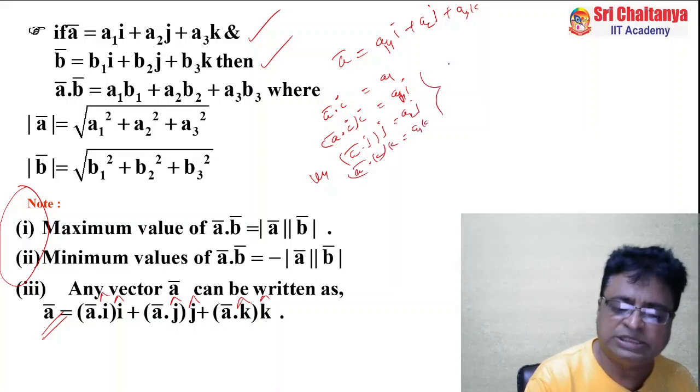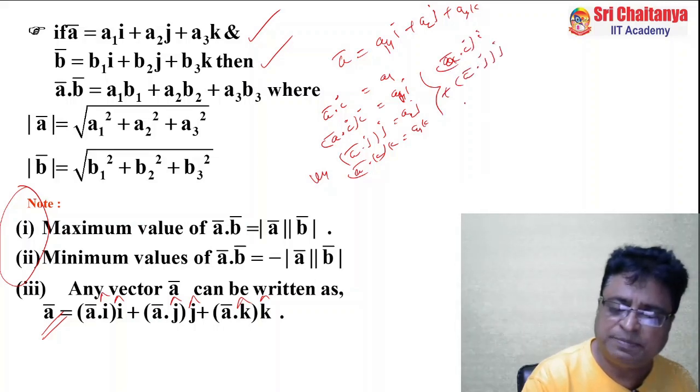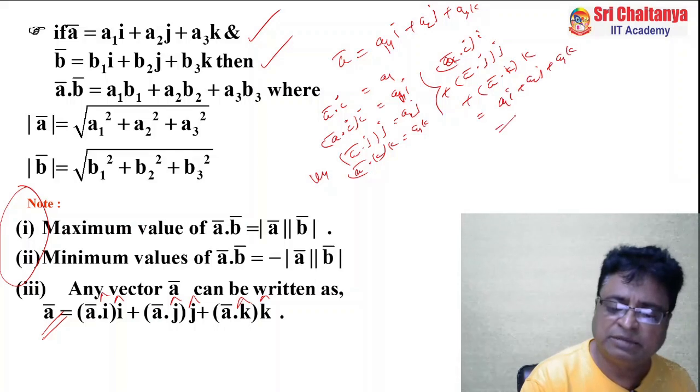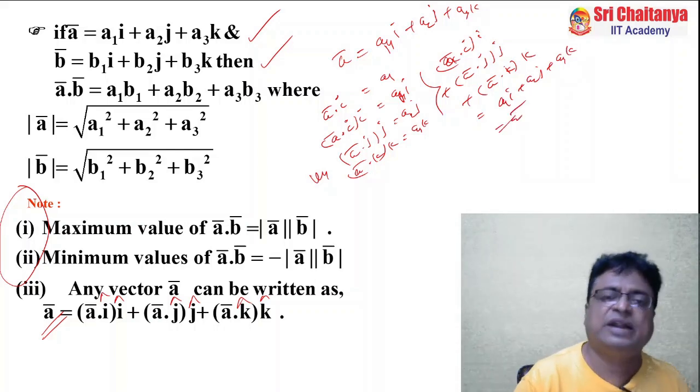If I am adding all these things, a1 i plus a2 j plus a3 k, that is a bar dot i into i plus a bar dot j into j plus a bar dot k into k, equal to a1i plus a2j plus a3k, nothing but what? A bar. So any vector I can express like this. This is another important area.